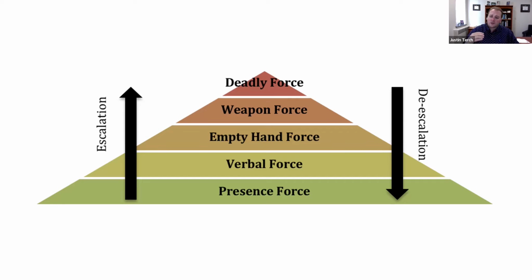So in the police world, you're typically allowed to go one step over the resistance being displayed to you. So if somebody is using their presence to intimidate you, you're allowed to go to verbal force. If somebody's verbally resisting you, you're allowed to put your hands on them and escalate that. But for private detectives and protective agents, you're not. So the general rule with private citizens and protective agents and private detectives is you can match the other person's force, but you generally can't go beyond it.